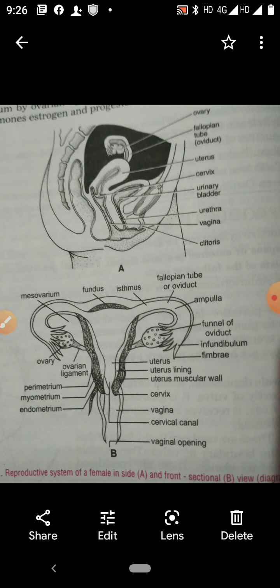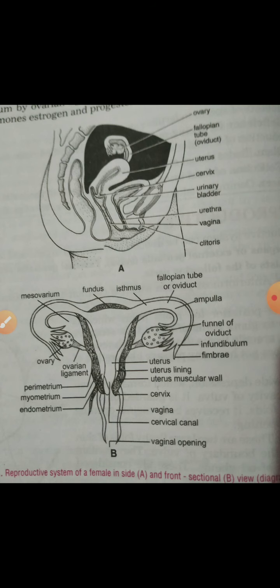Internal organs of the female reproductive system consist of a pair of ovaries, a pair of fallopian tubes or oviducts, uterus, cervix, and vagina. So these are the internal female reproductive parts.